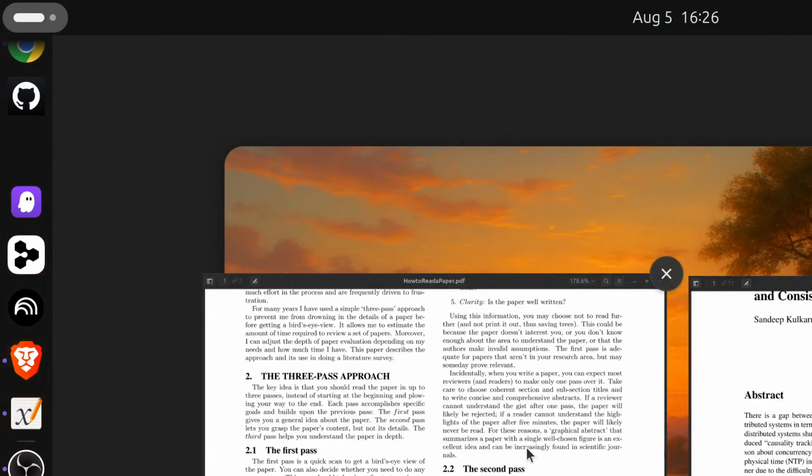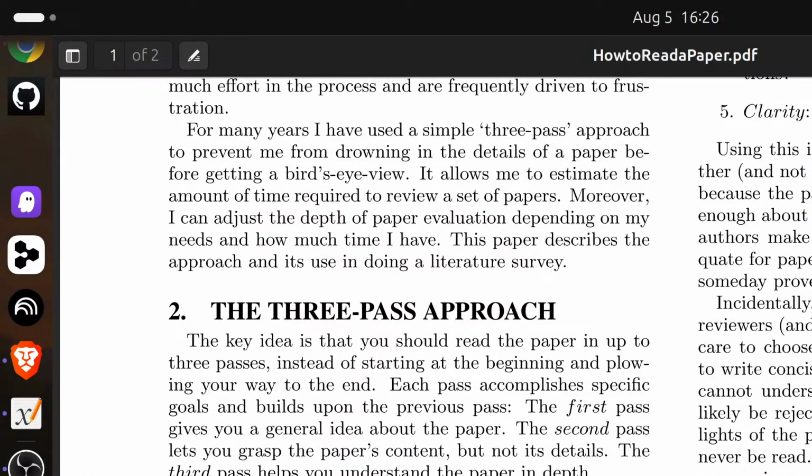Here we were reading this first pass. Incidentally, when you write a paper, you can expect most reviewers and readers to make only one pass over it. So take care to choose coherent section and subsection titles, and to write concise and comprehensive abstracts. If a reviewer cannot understand the gist after one pass, the paper will likely be rejected.